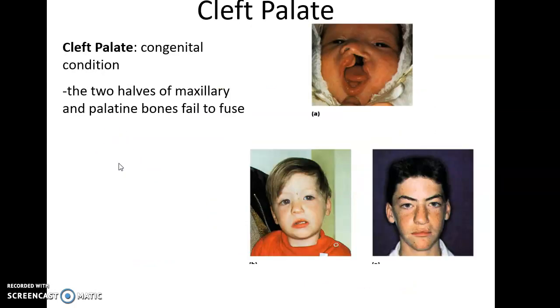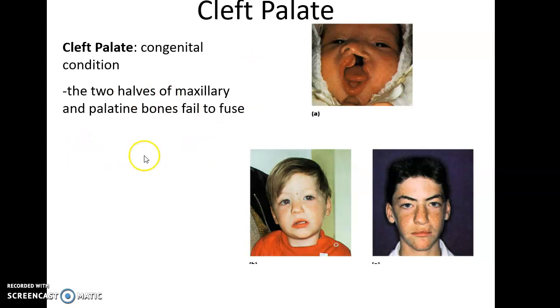Cleft palate is a congenital condition. This is where the maxilla and palatine bones do not fuse together, so there's a space where the hard palate should be. That then makes the oral cavity continuous with the nasal cavity. This is a problem because not only does it make it difficult to talk, but anytime the person eats or drinks something, the food or drink will also go up into their nasal cavity, get lodged there, and can lead to infections. So it's a pretty serious condition.